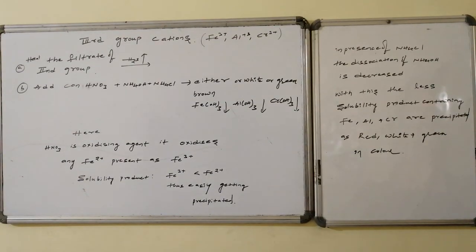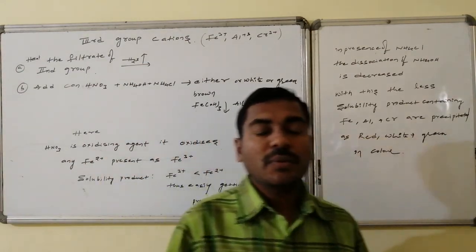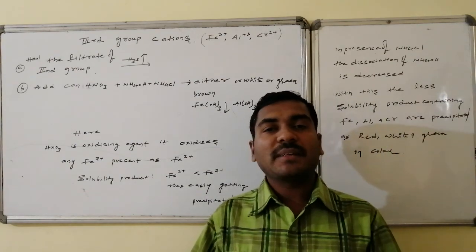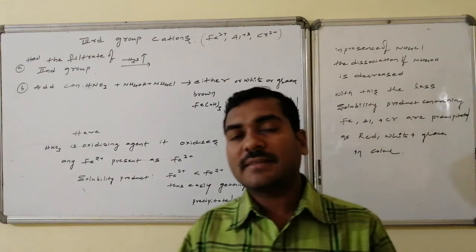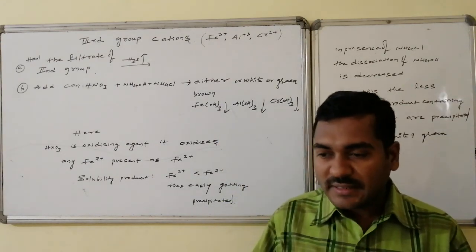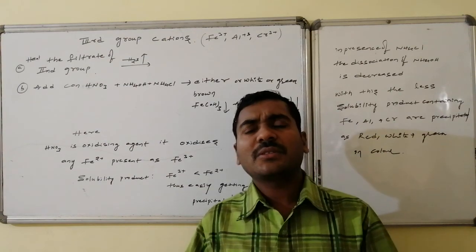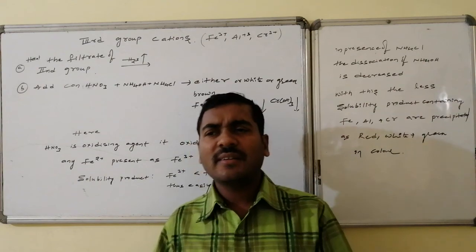Welcome friends, let us go for the next part of extension of the group analysis, that is third group. Third group cations consist of the Fe3+ ion, aluminium 3+ ion and the chromium Cr3+ ions. The group reagent is ammonium hydroxide followed by ammonium chloride. To the salt solution directly you can use ammonium hydroxide followed by ammonium chloride.